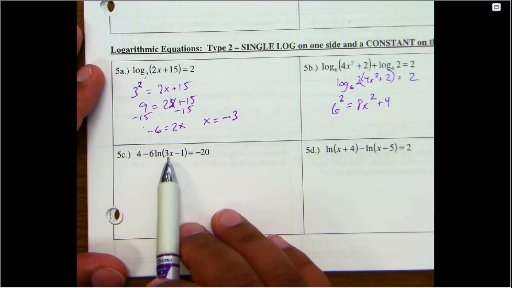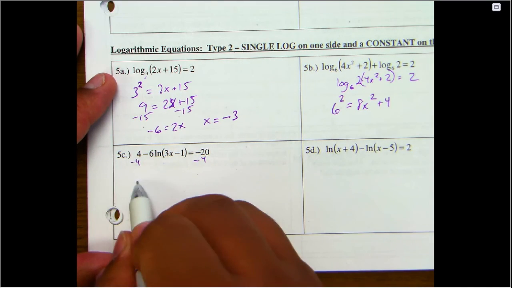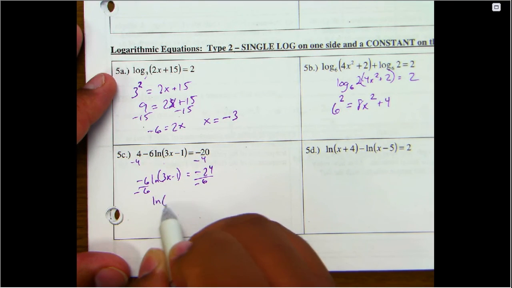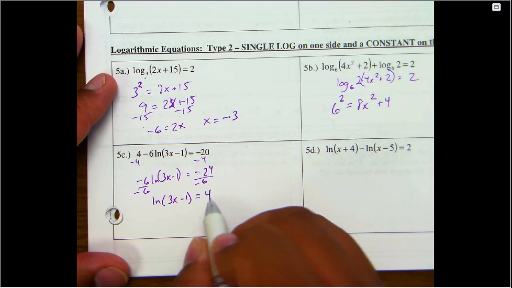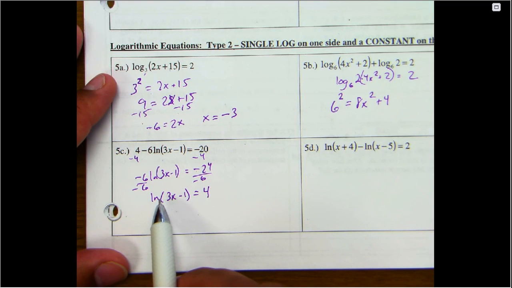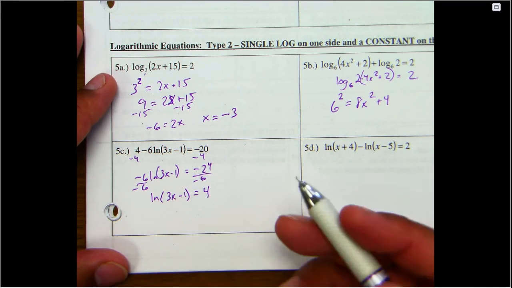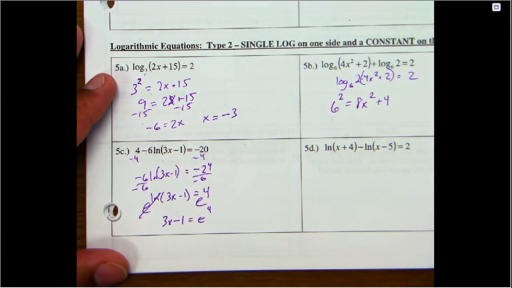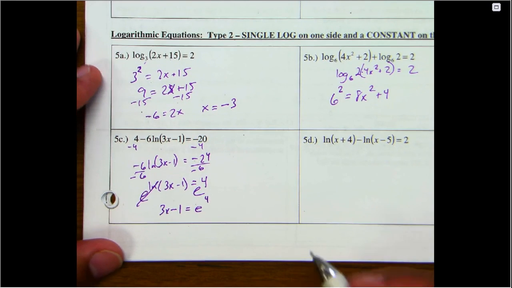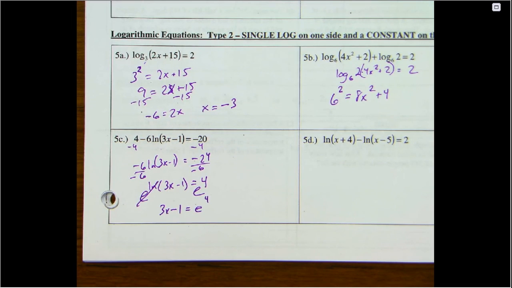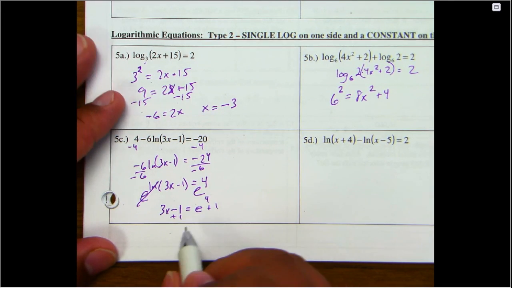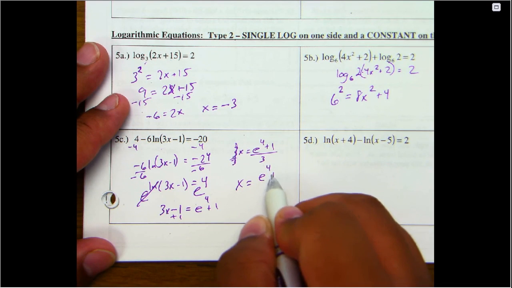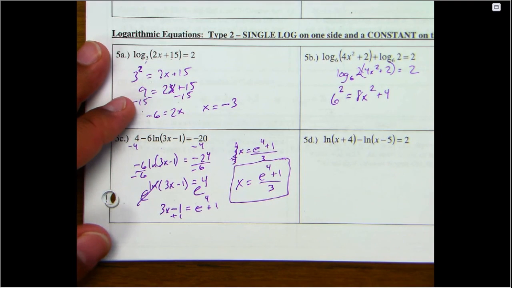Problems like this, you need to get the logarithm by itself first. So subtract 4. Then divide by negative 6. Equals 4. Now, how do I get rid of this ln? Use the e. If ln cancels out e, then e will cancel out ln. So those will go away. So 3x minus 1 equals e to the 4th power. Because when you use e to get rid of it, you're raising it using e, not multiplying by e. So add 1. So 3x equals e to the 4th plus 1. Divide by 3. x equals e to the 4th plus 1 over 3. And you can leave it like that.